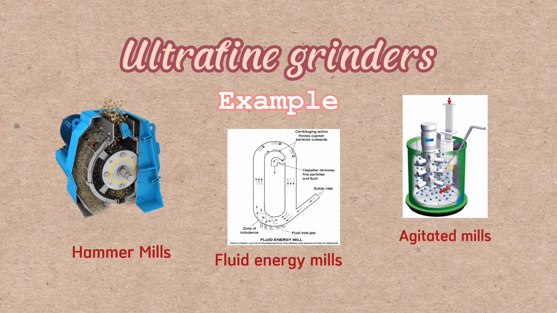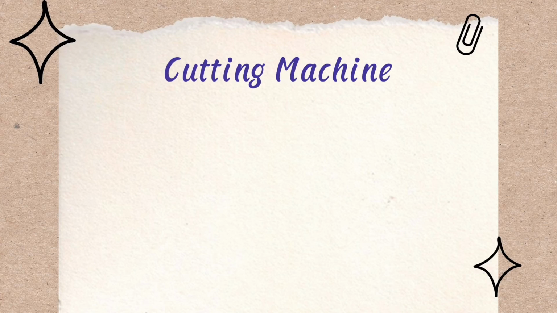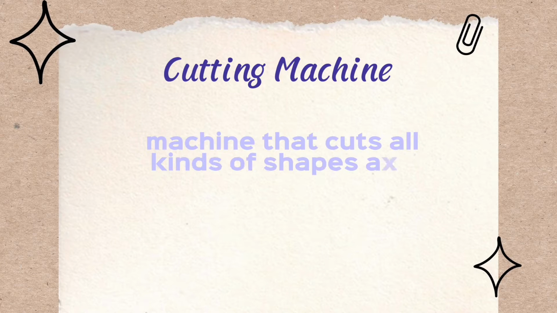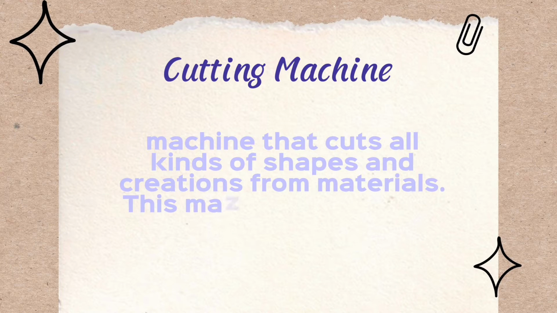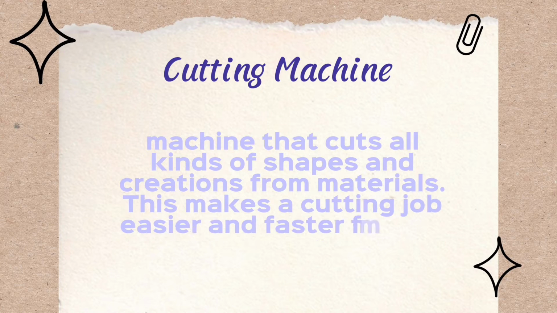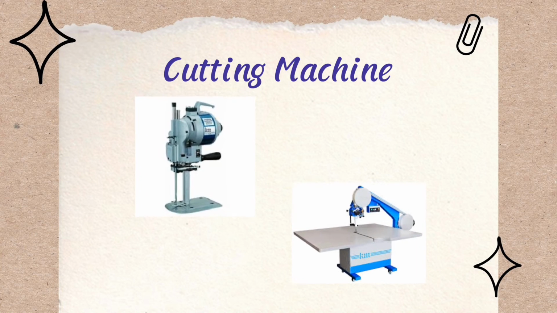For the last type of size reduction is the cutting machine. A cutting machine is a machine that cuts all kinds of shapes and creations from materials. This makes a cutting job easier and faster for you. An example of a cutting machine is the knife cutter.